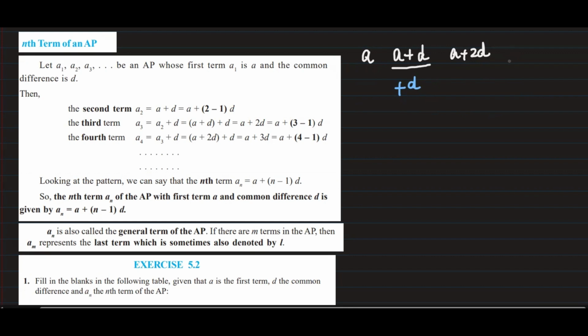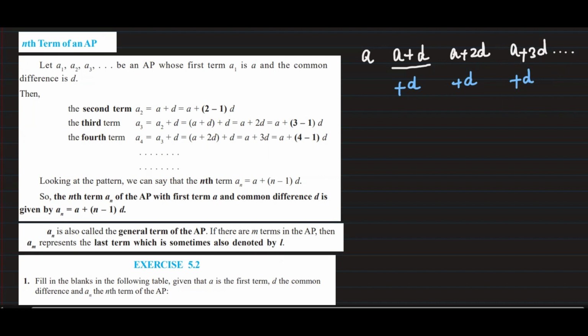Now to get the fourth term, again, I'll have to add D to my third term. So when I simplify, I'll get A plus 2D plus D, which will become A plus 3D. Now this is the fourth term, and so on. We'll be doing the same process to get the next number, basically adding the common difference, right?